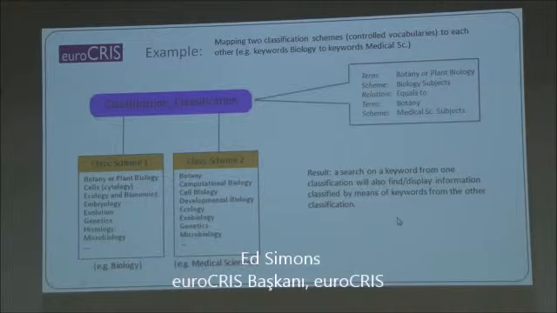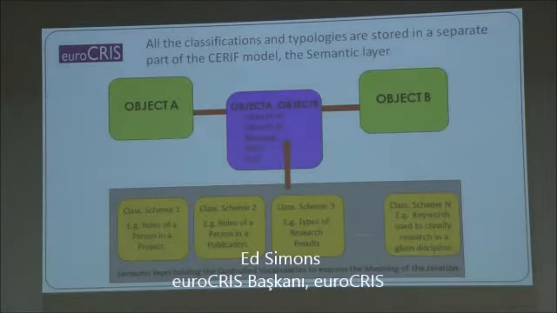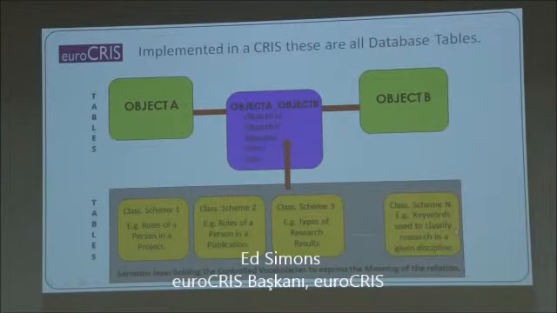A result of this mapping is that, for instance, the search on a keyword from one classification will also find and display information classified by means of keywords from the other classification. So a very strong mechanism here. So all these classifications are stored in a separate part of the SERIF model, which we call the semantic layer. And of course, all these tables or all these objects, linking entities and classification entities are in the real world tables in the database.